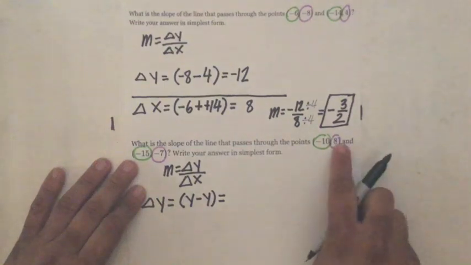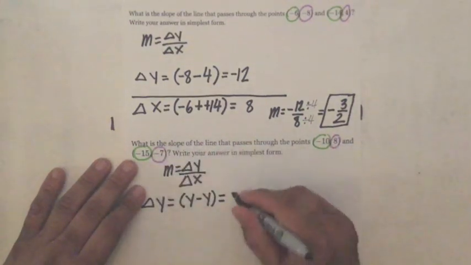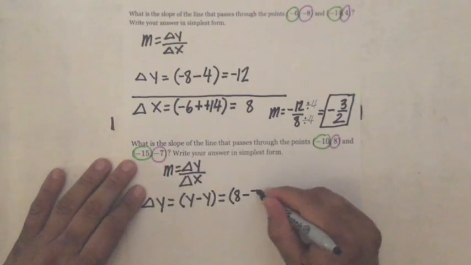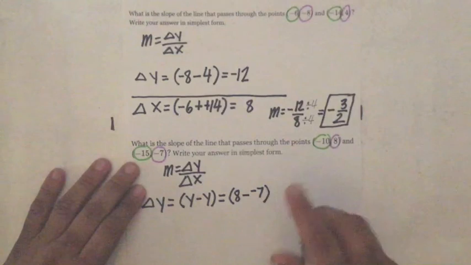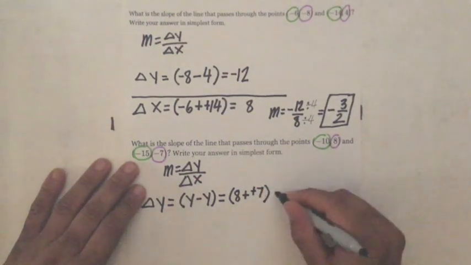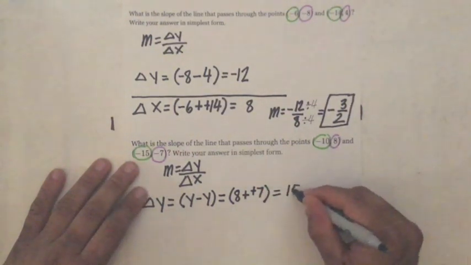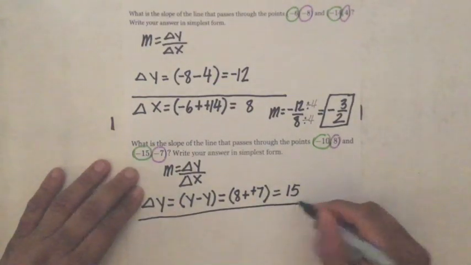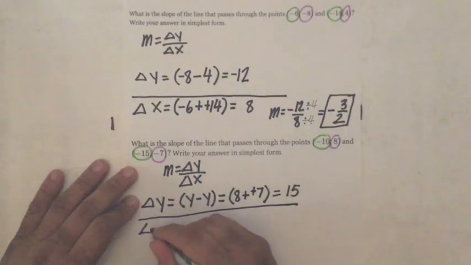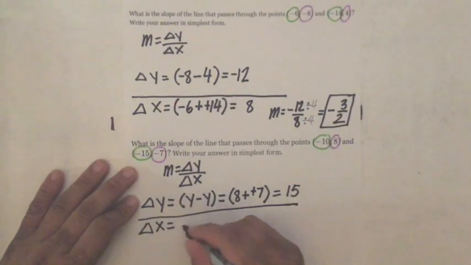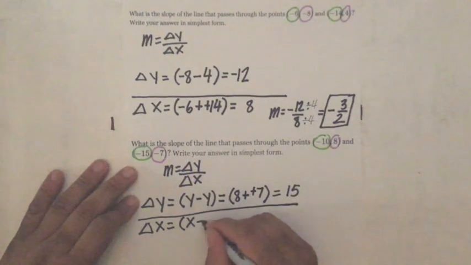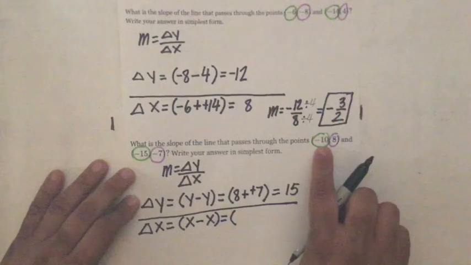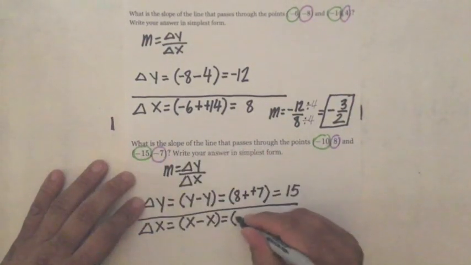So y minus y, purple minus purple. So I say 8 minus negative 7. Minus minus becomes plus. 8 plus 7 is 15. So I do my line. So I did delta y, now I'm going to do delta x. Well, delta x is equal to x minus x, which is equal to, what are my two x's? Negative 10 and negative 15.